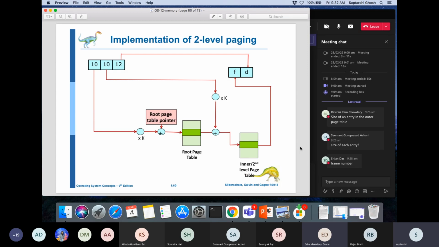Yeah, so this is the final way in which our address will be translated. Each part of the address is used to access one level of the page table. And the final part is the offset, which will be used to get the data actually. Right, so essentially just remember that each entry of the outer page table stores the starting address of a page of the main page table.